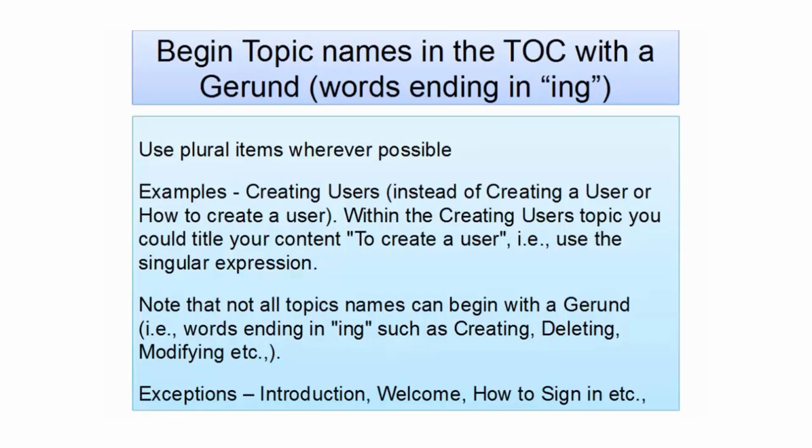Begin topic or chapter names with a gerund, words ending in ing, and use plural items wherever possible. Examples are creating users instead of creating a user or how to create a user. Within the creating users topic, you could title your content to create a user, that is, use the singular expression. However, not all topic names can begin with a gerund, that is, words ending in ing, such as creating, deleting, modifying, etc. Exceptions are introduction, welcome, how to sign in, and so on.